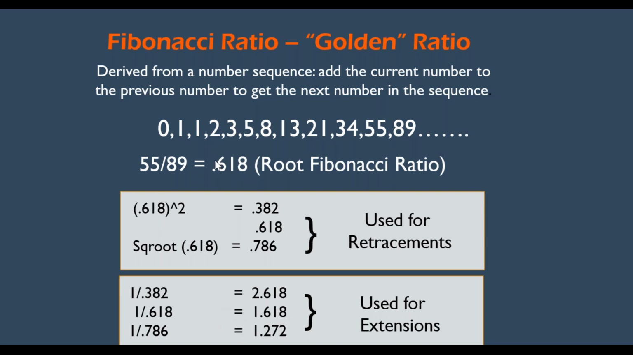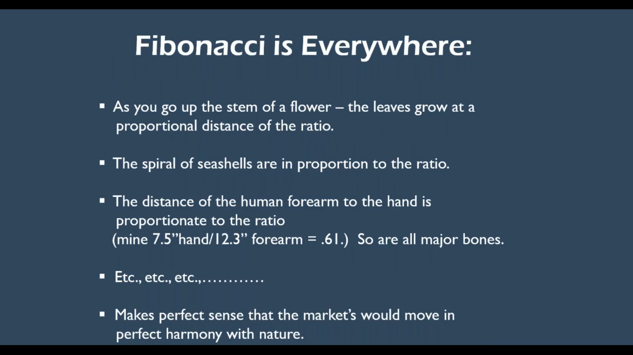But let's think a little bit more about this root Fibonacci ratio. How did this all come about, and how does this apply? Well, the root Fibonacci ratio, or the 0.61, you can see this throughout nature. As you look at the stem of a flower, the leaves grow proportional to that ratio. The spirals on a seashell are proportional to that ratio. Your bones grow proportional to that ratio.